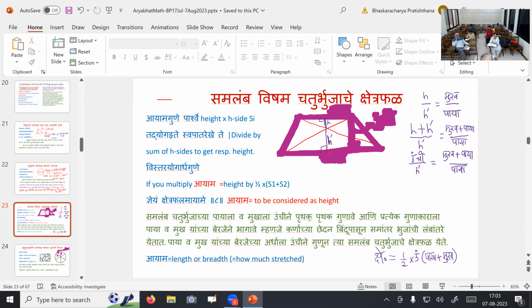Ayama is here. Ayama is height. You should multiply by Vistara Yoga. Vistara Yoga means the sum of the two sides. So these two sides which are parallel to each other, you take their sum, yoga, and multiply by half, ardha, and then that is what the kshetraphala, or area, is for this trapezium. So ayama is to be understood as height here, and if you understand that, then we get the two geometrical formulae here.